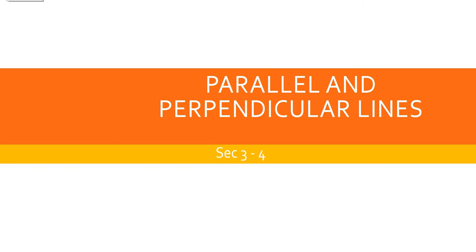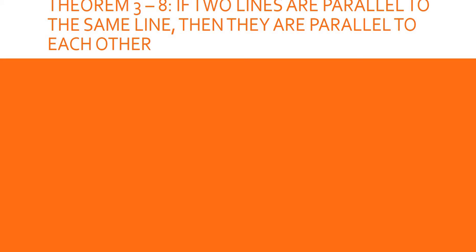Today we're talking some more about parallel and perpendicular lines. So our first theorem says, theorem 3.8, sorry, that's cut off a little bit. Hopefully you can read it. If two lines are parallel to the same line, then they are parallel to each other. So in other words, if A is parallel to B and C is parallel to B, then A is parallel to C, kind of like our transitive property.